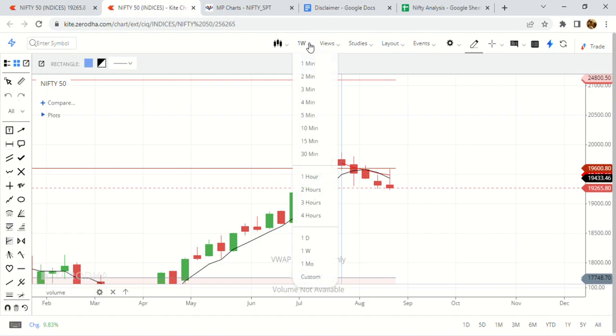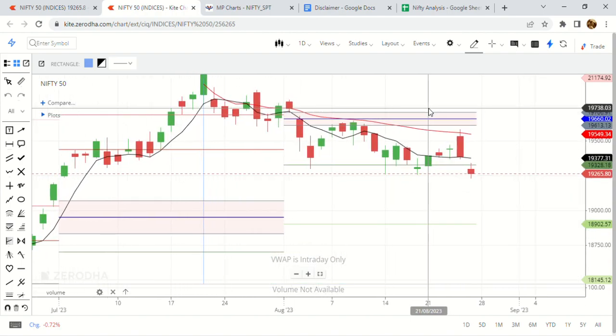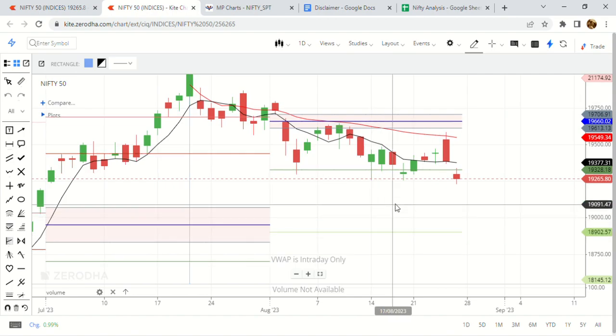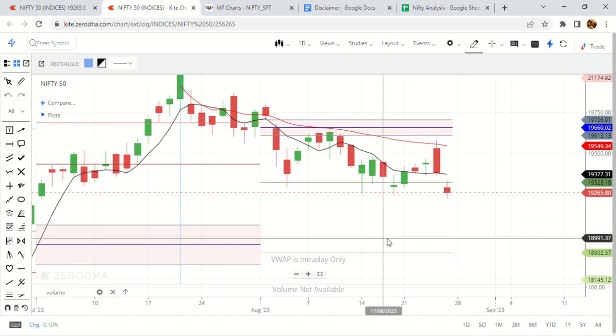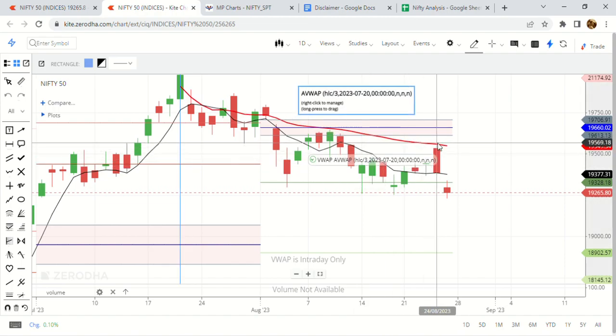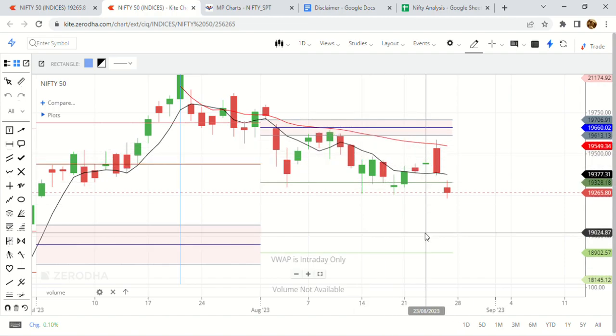So let us go and see the daily time frame chart. As you can see, the market structure of lower high and lower low is still intact. In fact, last week, market was trying to change this structure from this lower high to higher high, but it looks like this attempt has failed.